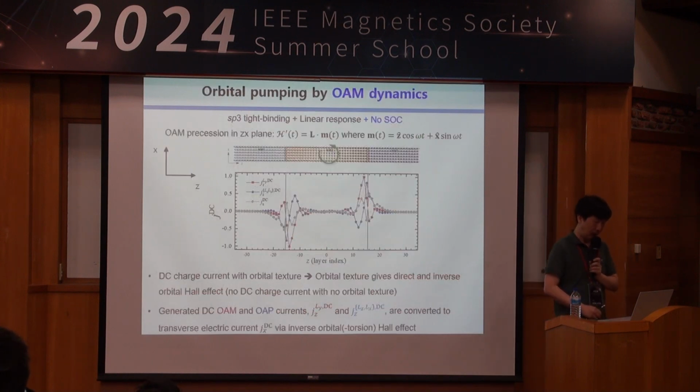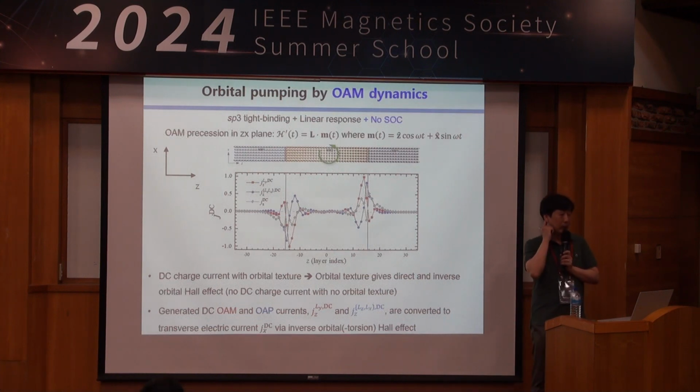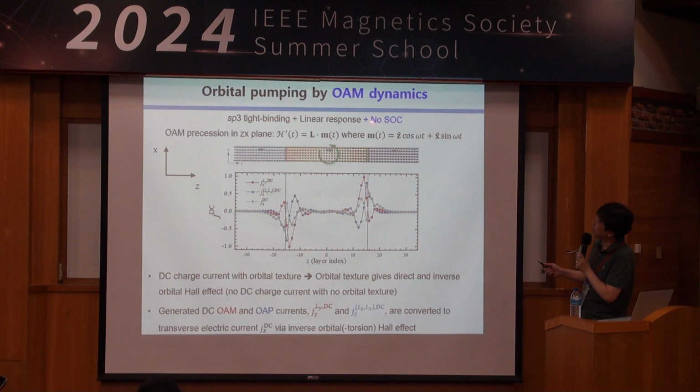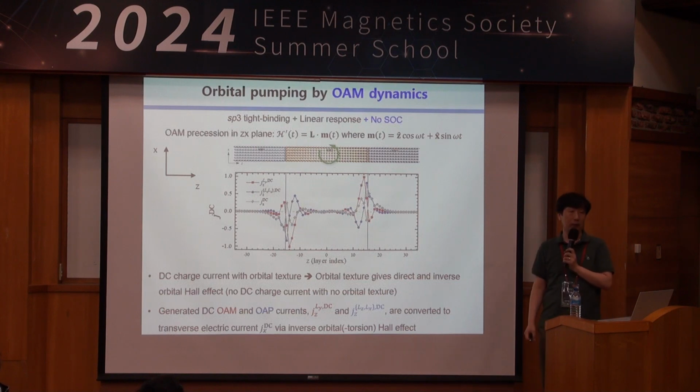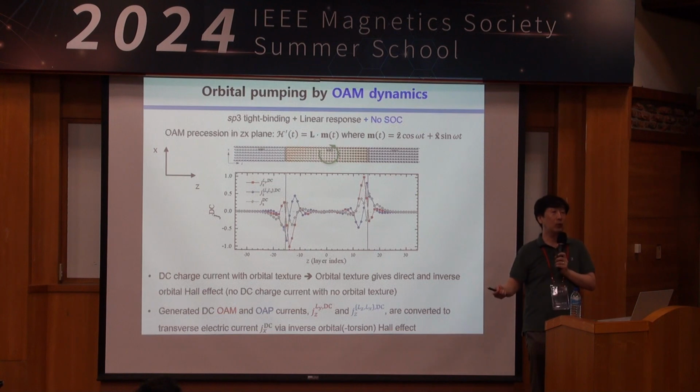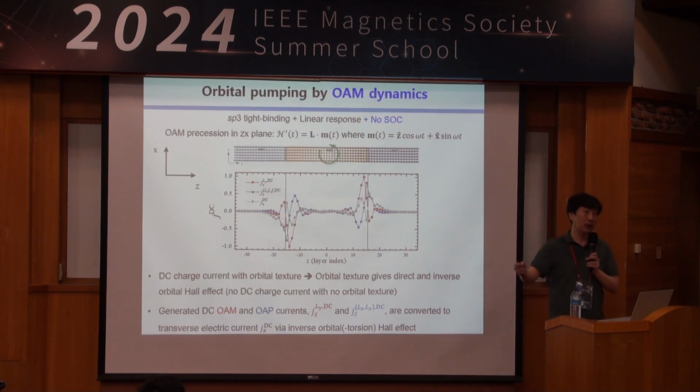The previous analytical solutions were obtained with several crude approximations for some technical reasons. So we checked that with a numerical calculation, tight binding and linear response, but we do not consider spin-orbit coupling. Here is the numerical result. The red one is the OAM pumping current, and the blue one is the OAP pumping current. And the gray one, which is important, is a transverse charge current. Just like spin pumping plus the inverse spin Hall effect, where you measure the voltage, it is the same here: orbital pumping current plus the inverse orbital Hall effect, you can measure the transverse voltage.